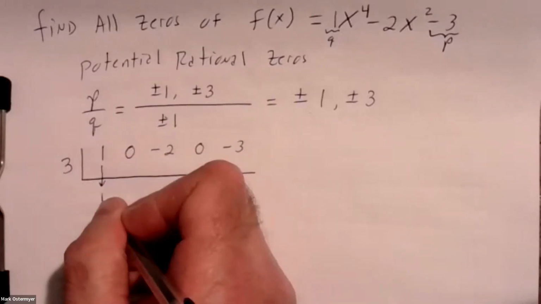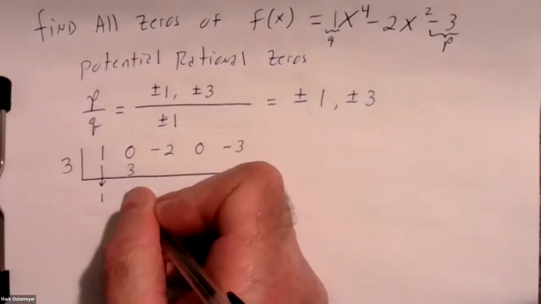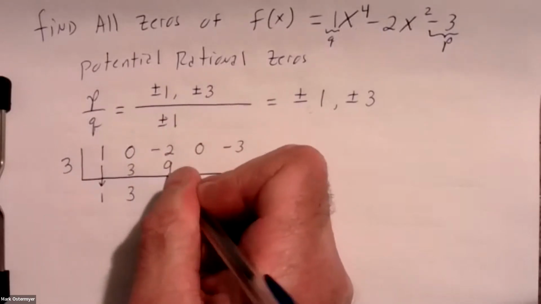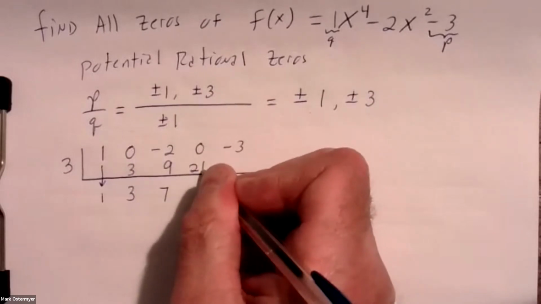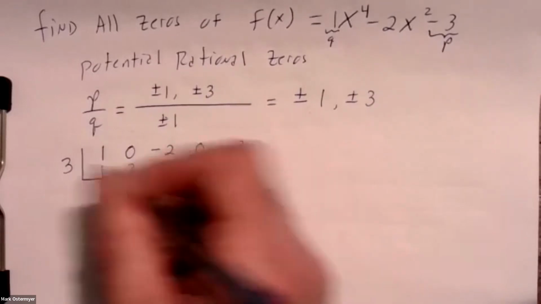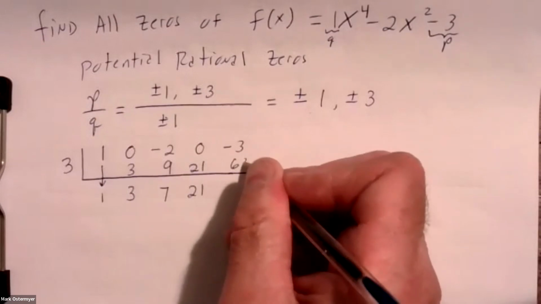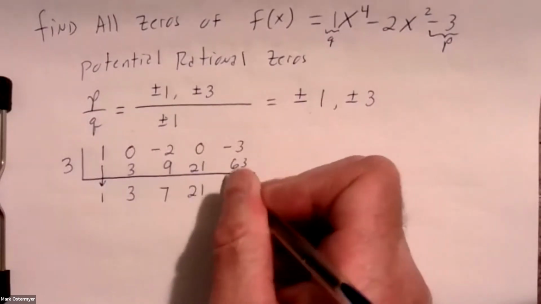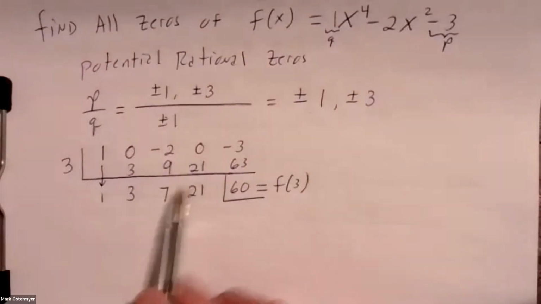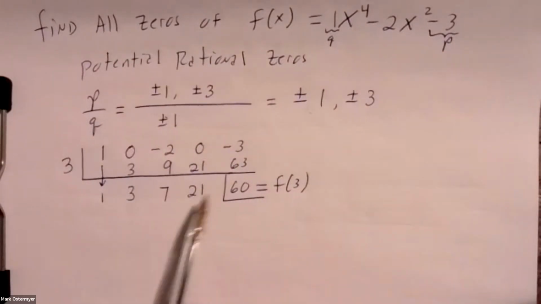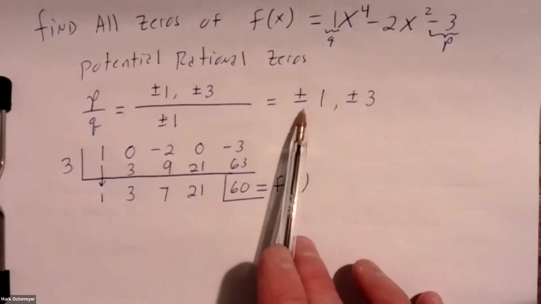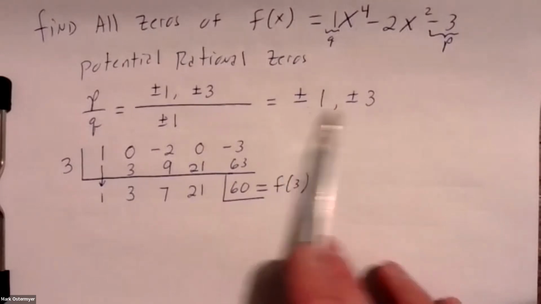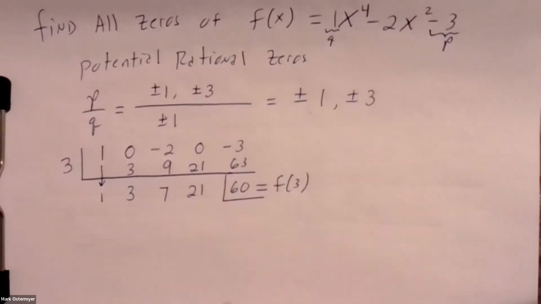Let's see if 3 works. Multiply, bring up, add. Multiply, bring up, add. Multiply, bring up, add, multiply. You get 63. Yeah, unfortunately, it doesn't. I totally forgot about the placeholder. Yeah, 3 is not a 0. Placeholders are very important. Try not to forget them because obviously it made a huge difference here. In fact, ladies and gentlemen, I don't think any of these are zeros. None of them work. None of them give us a 0 remainder.